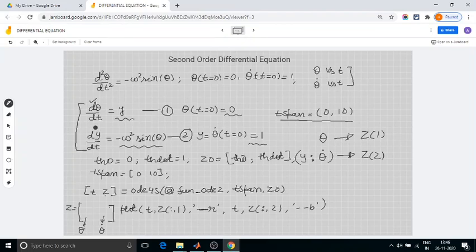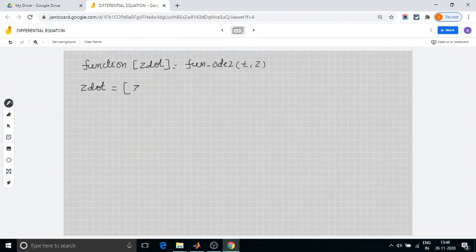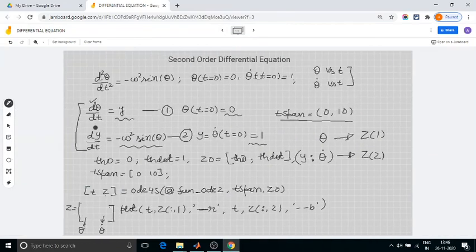So in case of a second order differential equation, we are going to assume this. So always the first function will be z2. What is the second function? Second function is minus omega square sine theta.